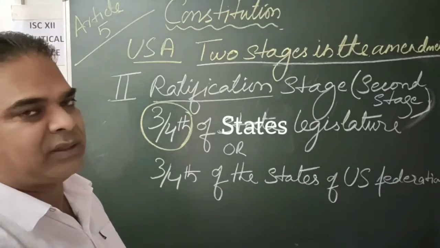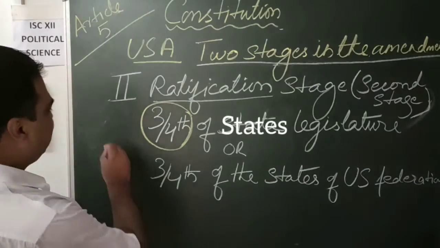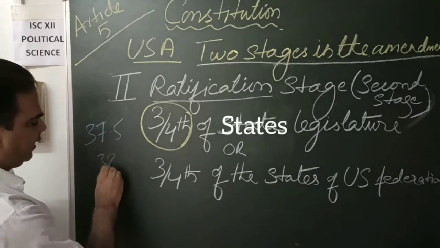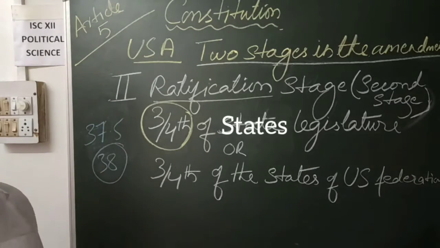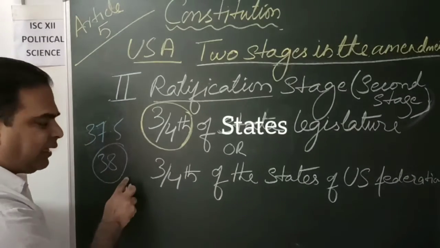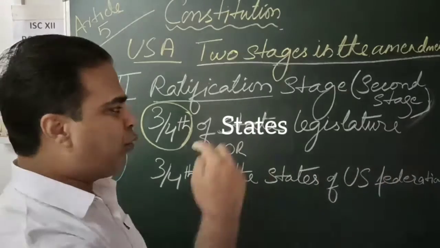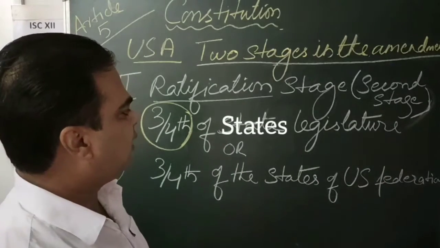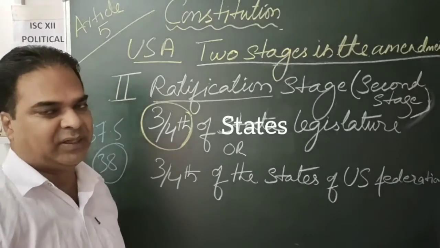So what will be the number? Three-fourths of 50 will be 37.5, so let us round it off to 38. So if 38 states approve the amendment of the constitution, then it can easily be done.